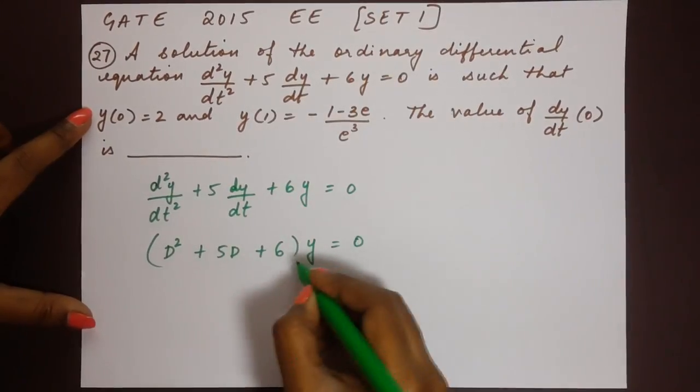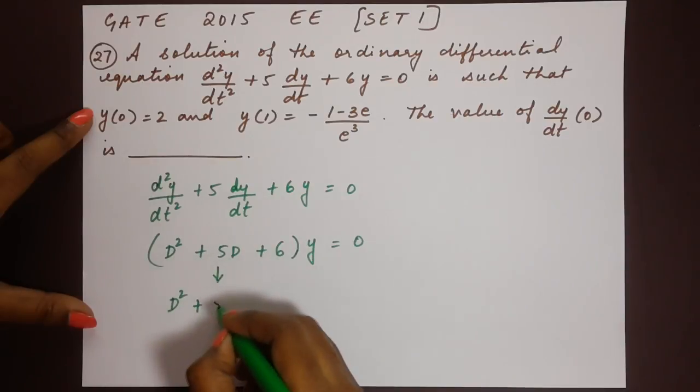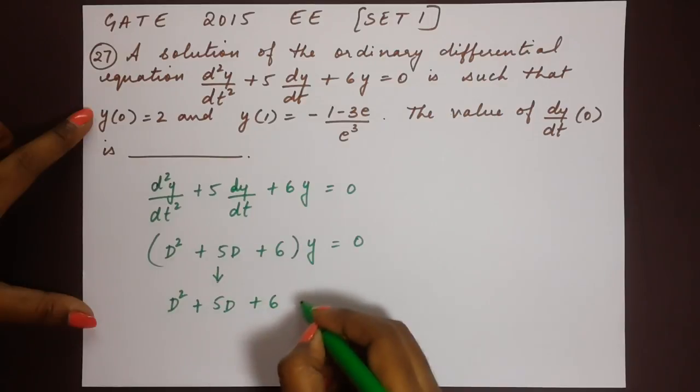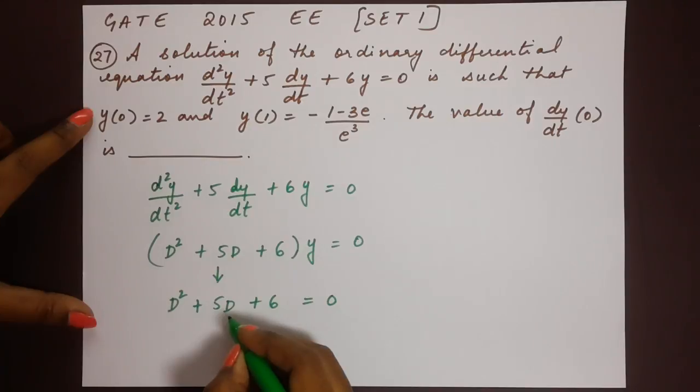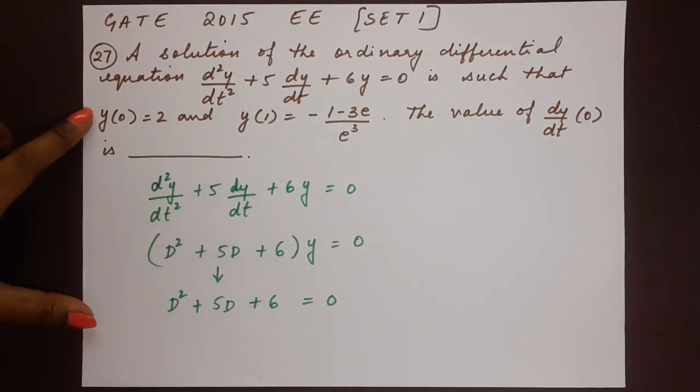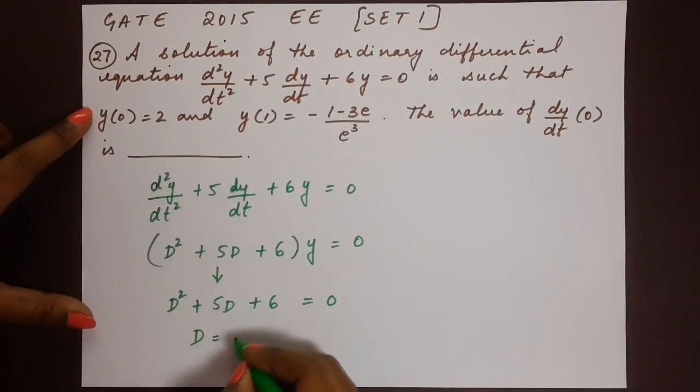Now the part within the brackets is the auxiliary equation d square plus 5d plus 6. Now we equate this to 0 and find out the values of d. Now we can solve this using either grouping the factors or by using the quadratic equation formula. Either way, you will find two values of d. The roots are minus 2 and minus 3. Now I leave that part to you. Next, we write down the general solution.